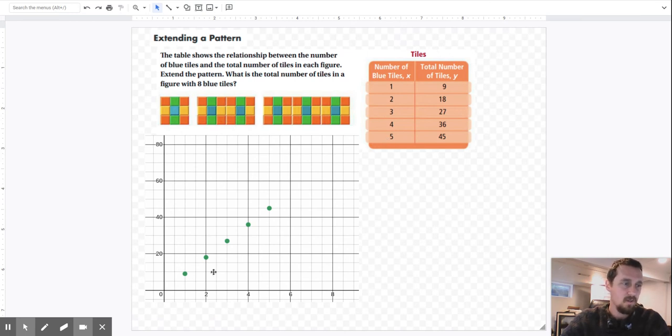Okay, so now I have my points on my coordinate grid, and the final thing that I need to do is look at that graph and see if I notice a pattern, and then I need to try to extend that pattern at least over here to where the 8 is, so I can see where it would be if we had 8 tiles.